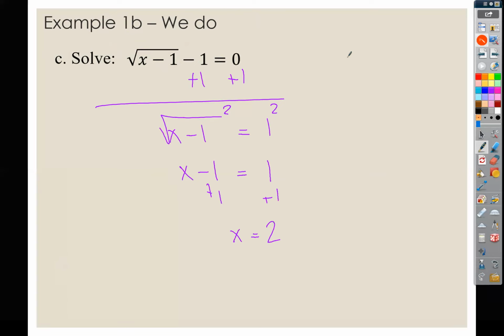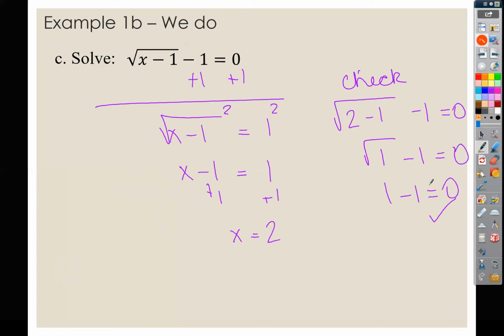Now we need to check. So I'm going to plug that back in. So 2 minus 1 equals 0. The square root of 1 is 1, minus 1 equals 0, so that works, and x equals 2 is my solution.